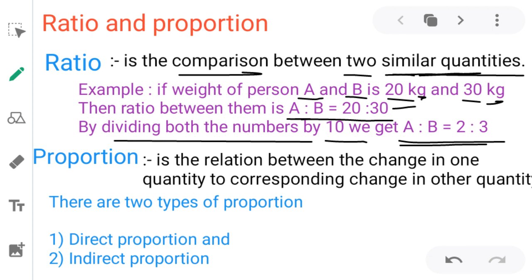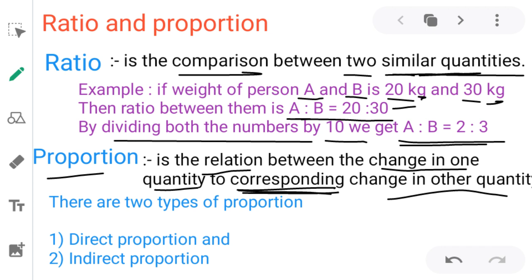Let's come to the proportion. So what is the proportion? Proportion is the relation between the change in one quantity and the corresponding change you may observe in the other quantity. If one quantity changes, the other quantity also changes.